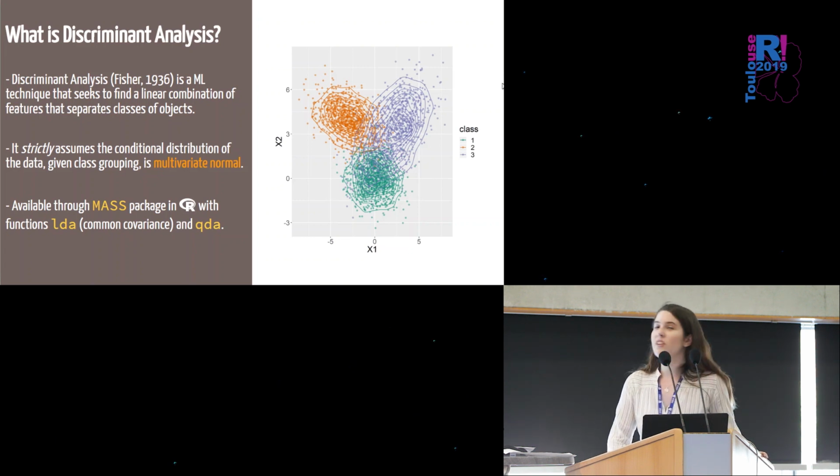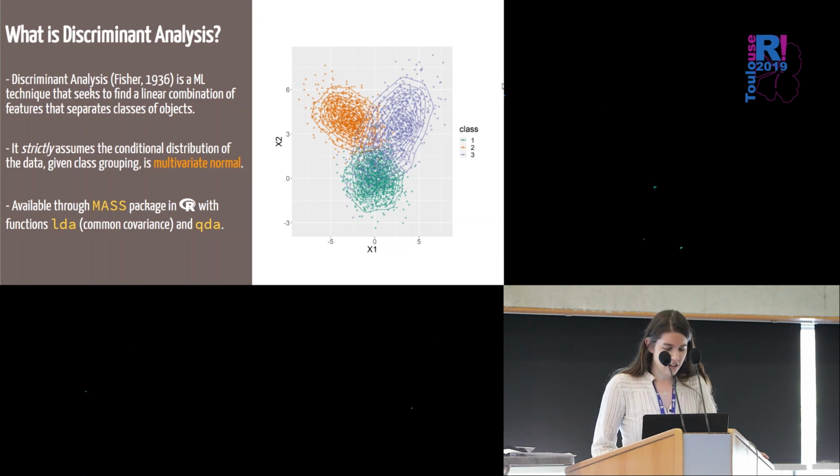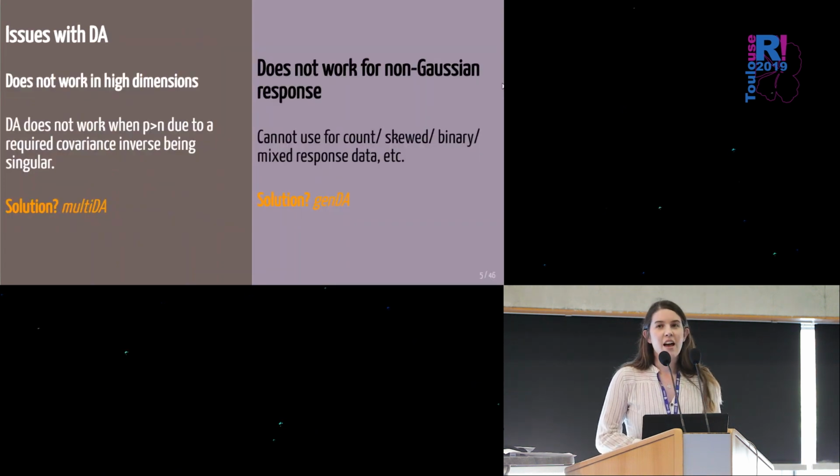It's still used sometimes today, and it's available in the MASS package through LDA and QDA. And so this is an example of what multivariate normal data that could be modeled by discriminant analysis would look like. However, it was suitable for data that was available at the time of Fisher. Now, these days, we see data that comes in many different forms.